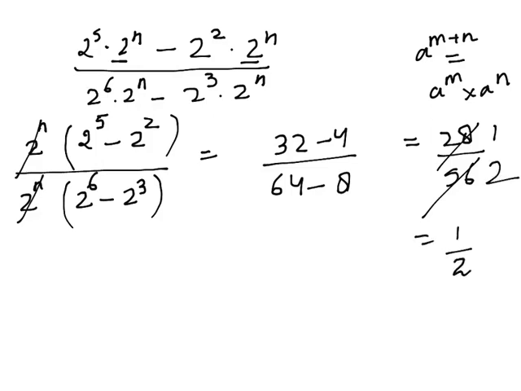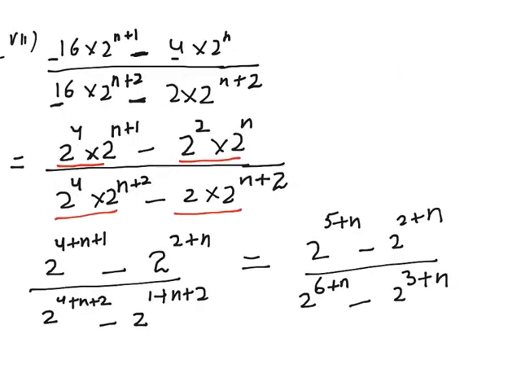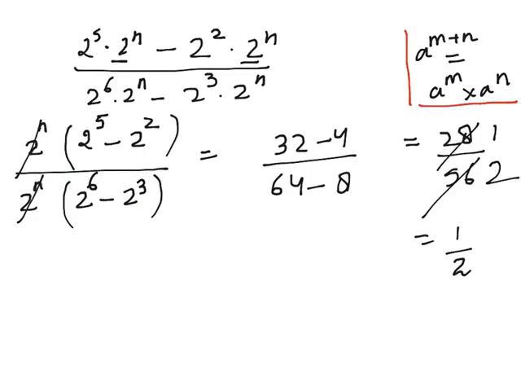So here we are using the opposite side of the law. Till now we were using a raised to the power m times a raised to the power n, which we can write as a raised to the power m plus n. But here we had 2 raised to the power 5 plus n, so we can expand it as 2 raised to the power 5 times 2 raised to the power n.